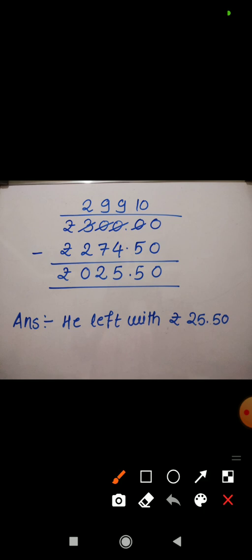Here the difference comes 0.2550. Again, as I told you earlier, 0 in the beginning of a number has no value. So we can read it as 25 rupees 50 paise. So how much amount is left with him? He is left with 25 rupees 50 paise.